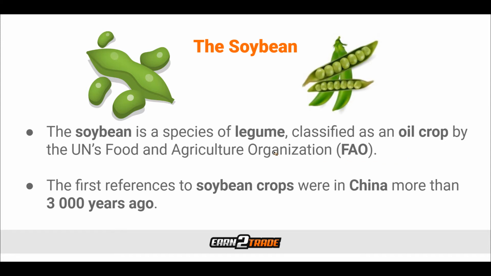Well, it's a species of legume, which is classified as an oil crop by the UN's Food and Agricultural Organization. The first references to soybean crops were in China more than 3,000 years ago. The soybean itself is native to East Asia, where it remained fairly unpopular in other parts of the world until the late 1700s, and it was around that time that it was brought to the United States for the very first time. A few years later, the soybean became popular in Europe as well.